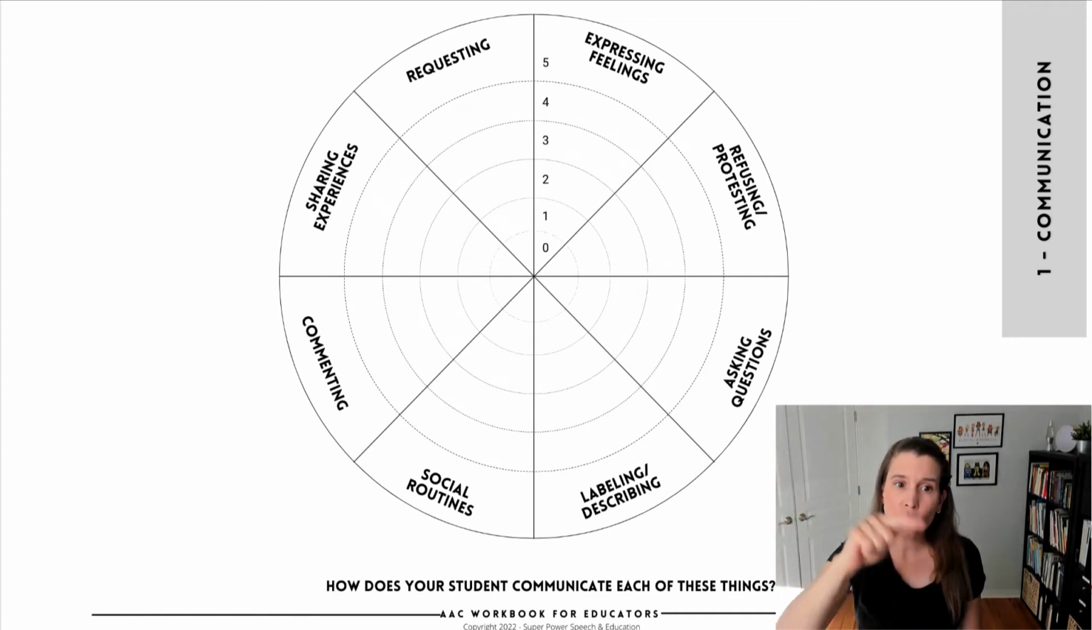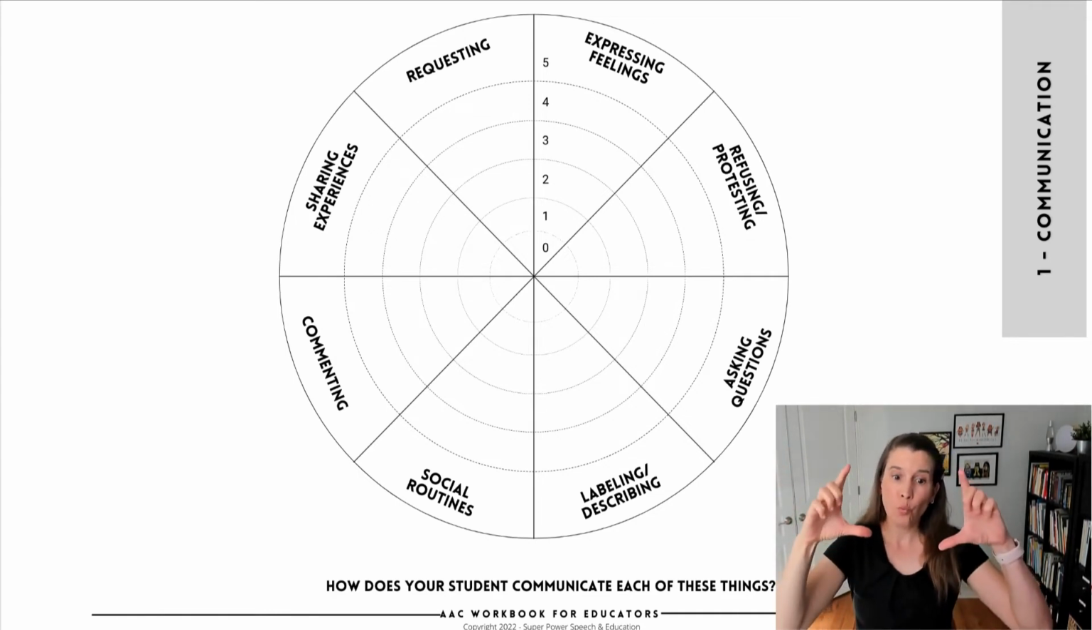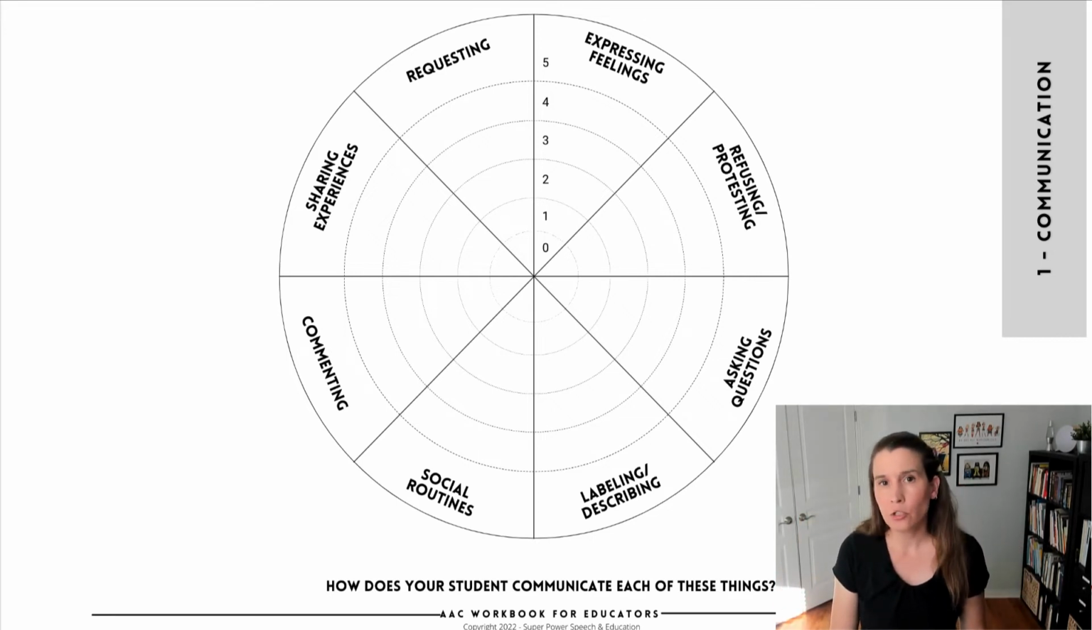and then take a look at your wheel. How well is your student communicating these different things? So go ahead and pause this video and take some time to do that for at least one student. And you can do it for multiple students if you would like.